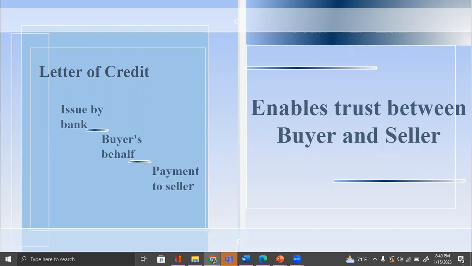A letter of credit, or LC account, is an important document in international trade, and it enables trust between the buyer and seller. LC is issued by a bank on behalf of the buyer side and guarantees that the seller will receive payment after the transaction is made between the buyer and the seller. So this is how it enables trust between the buyer and seller.